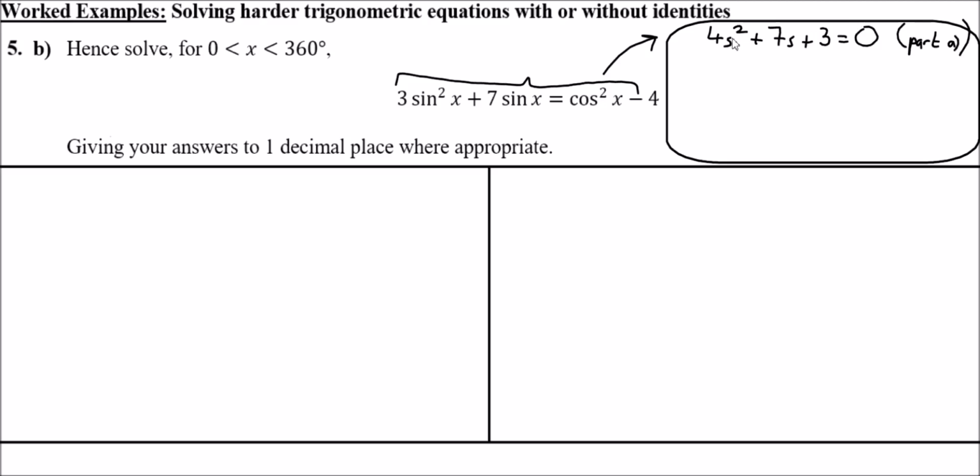So this here is a quadratic involving sine x. So this will factorise. So we can use the AC method, multiply the 4 by the 3 to get 12. So can we think of two numbers that multiply to 12 and add to 7? Hopefully we can. Those numbers are 4 and 3. So we can partition this 7s into a positive 4s and a positive 3s.